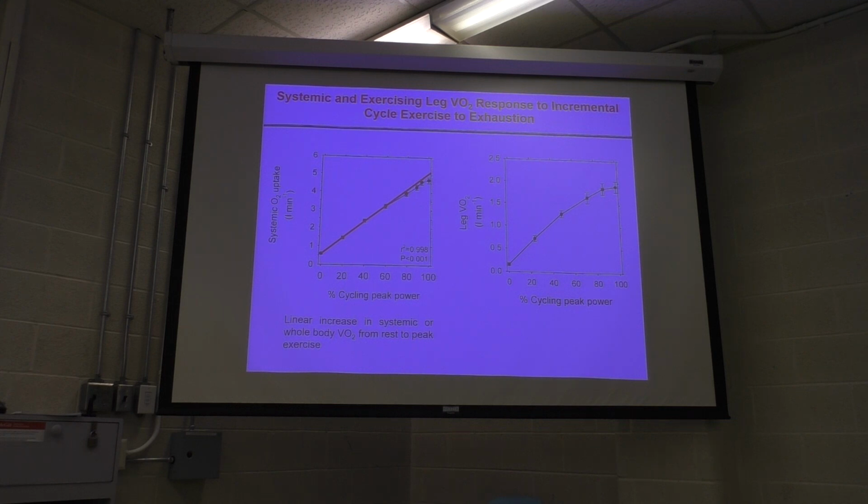Then if we look at leg VO2, obviously this is the leg, and we're doing cycling exercise, so this is an active muscle. We get a linear increase in leg VO2 up to about 50% of peak power, and then a bit of a plateauing thereafter, which would be a sympathetic mechanism as we were talking about.